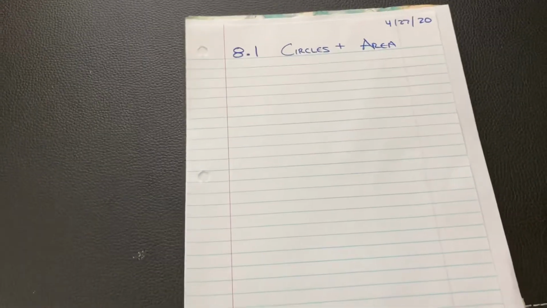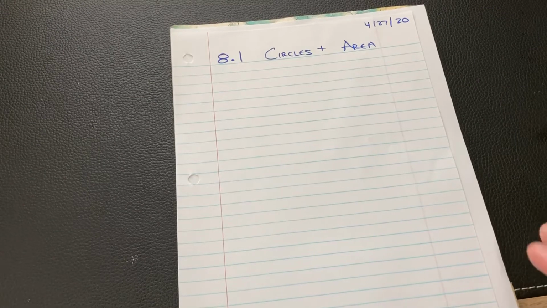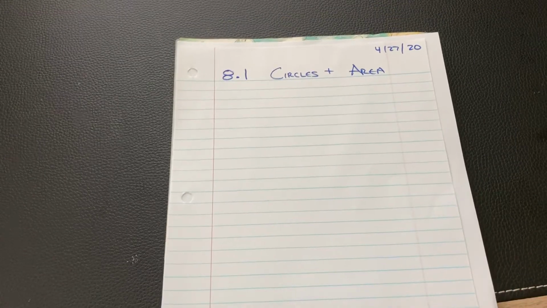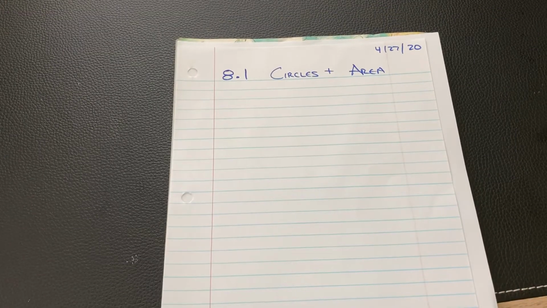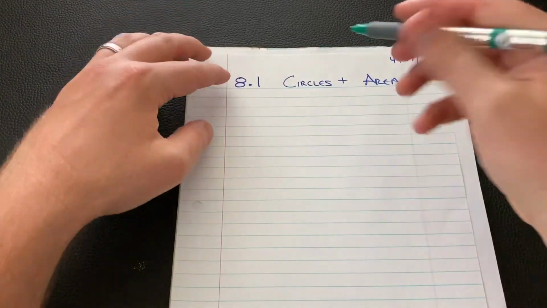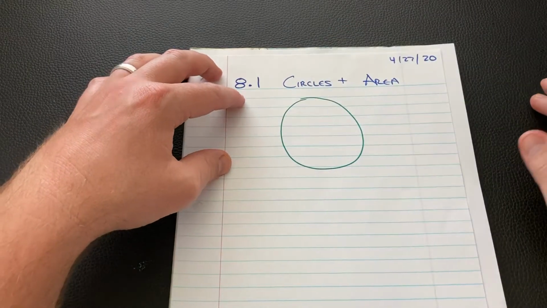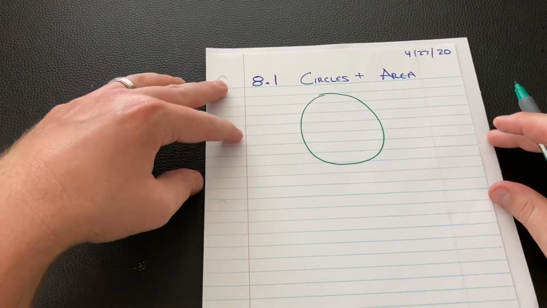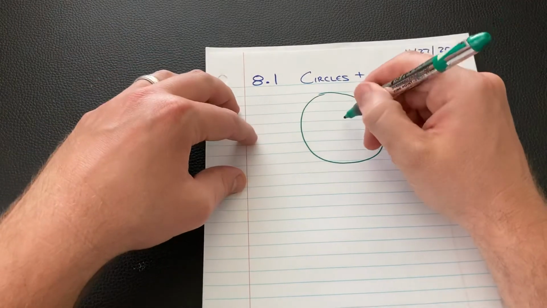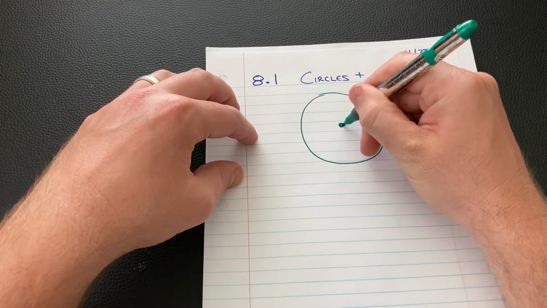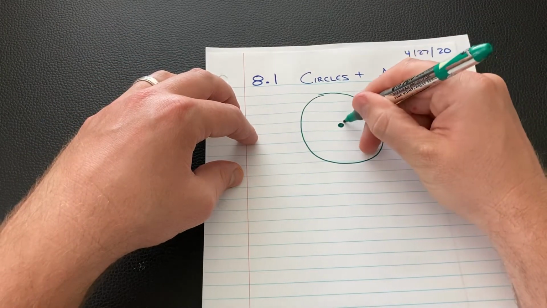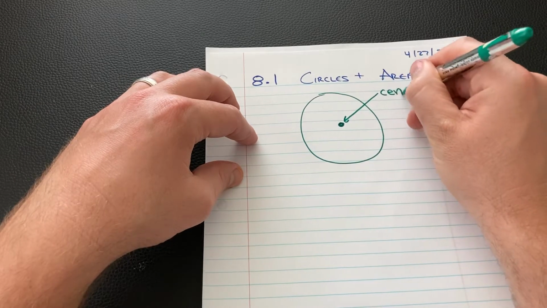So on my paper here, I have chapter 8, section 1, April 27th for the date. Let's see how good of a circle I can draw. No judging. Good, not great. That's okay. So this is a circle. Every circle has a center. That's called the center, the middle.